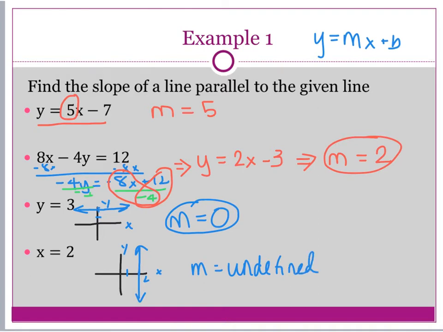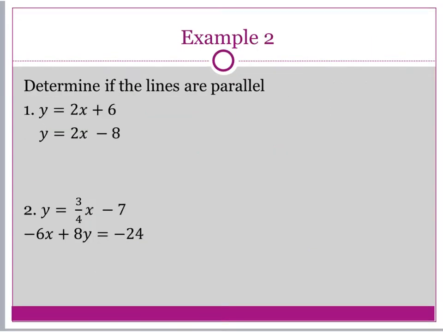So for me to have a parallel line to that vertical line, the slope must also be undefined or another vertical line. For example 2, it wants us to tell if the lines are parallel with the two equations. Well, for number 1 here, this is done for me pretty much because both equations are in slope-intercept form. So I'm just going to go ahead and look directly at the slope. And because m equals 2 for the top one and m equals 2 for the bottom one, this tells me that yes, they are parallel.